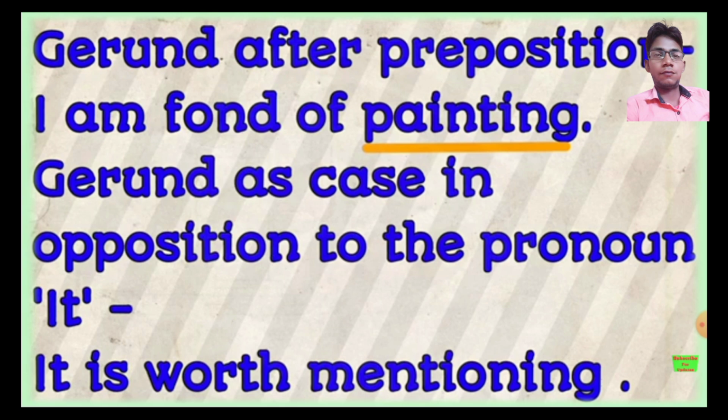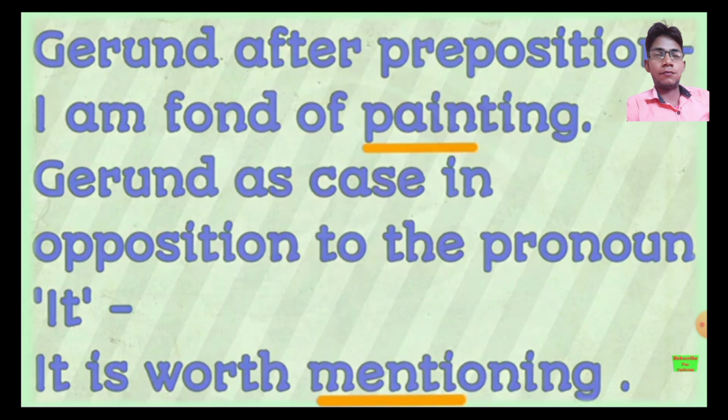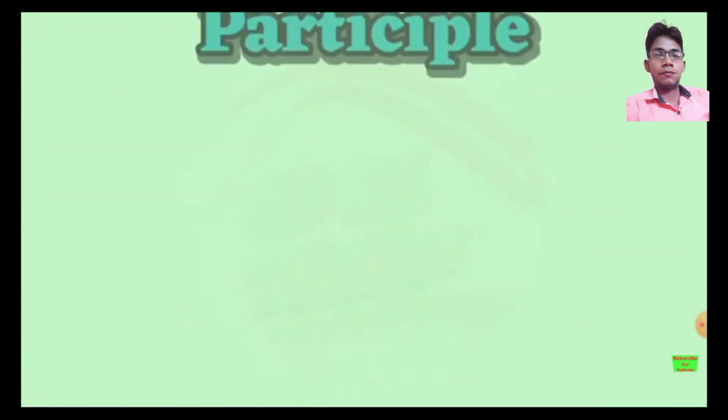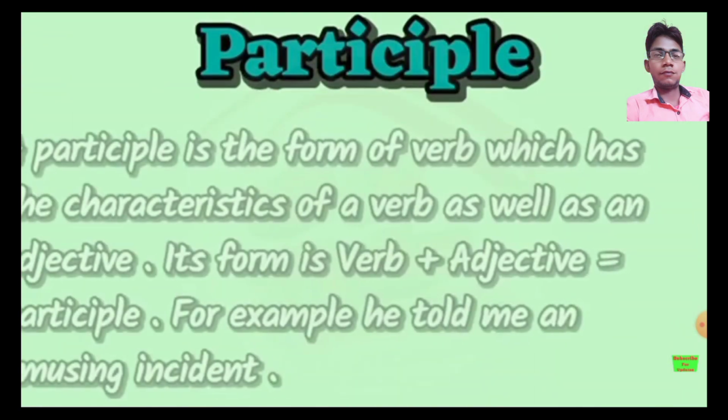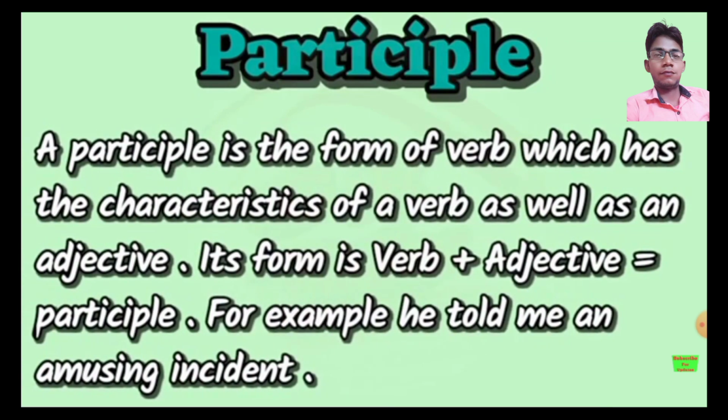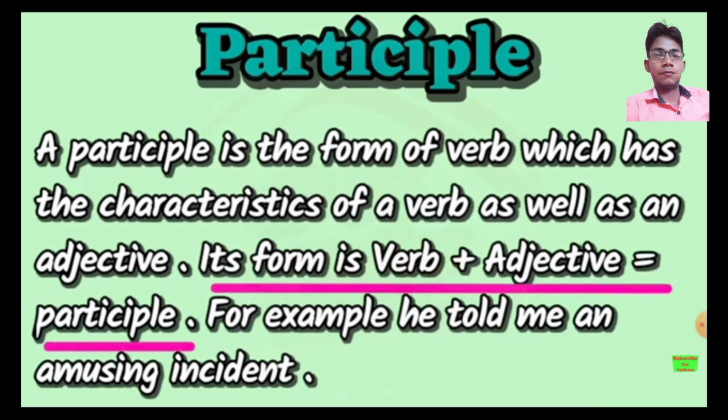It is worth mentioning. Now let's talk about the third type of non-finite verb, that is participle. A participle is the form of a verb which has the characteristics of a verb as well as an adjective. Form is verb plus adjective is equal to participle. For example, he told me an amusing incident.